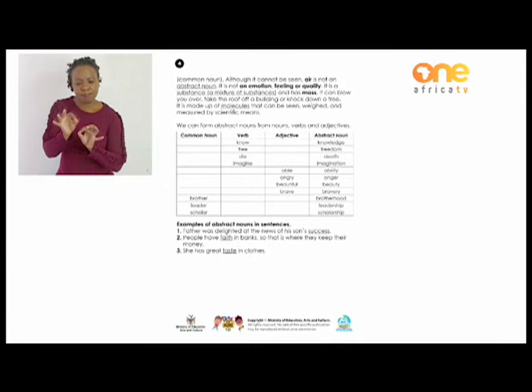The last one is, she has great taste in clothes. She has great taste in clothes. Taste is our abstract noun, which we cannot see, we cannot touch. So taste becomes the abstract noun.